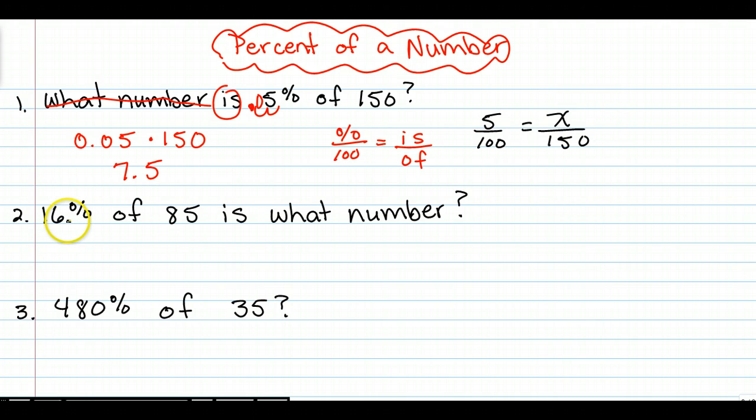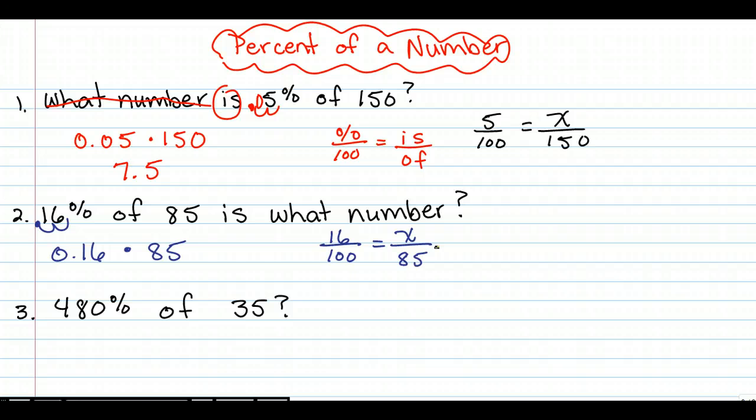We change this to a decimal, 1, 2, so 0.16. "Of" means to multiply 85. If you like the proportion, you take the percent, always over 100, is over of. We don't know what that is; the "of" they're telling us is 85. Now it doesn't matter which way, you're going to get the same answer.